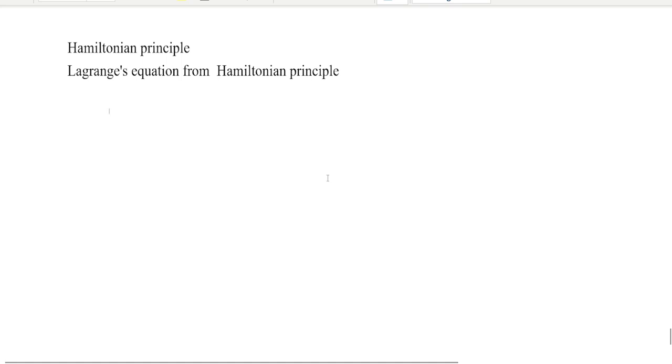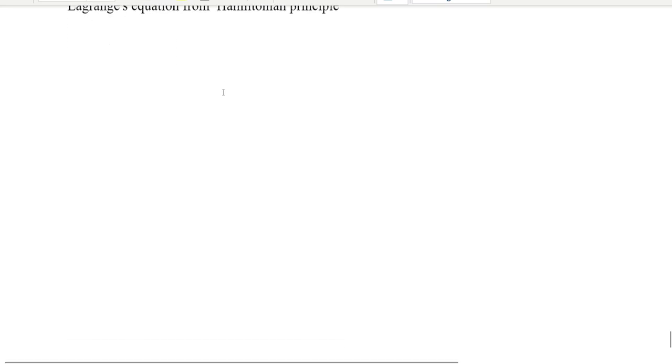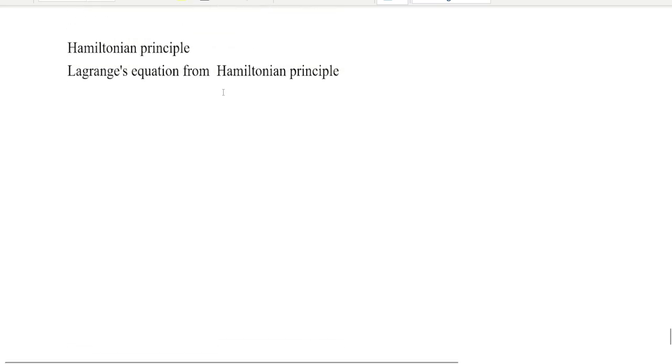Today I would like to discuss two topics. One is Hamiltonian principle, and another one is Lagrangian equation from the Hamiltonian principle. So let us start with the Hamiltonian principle.